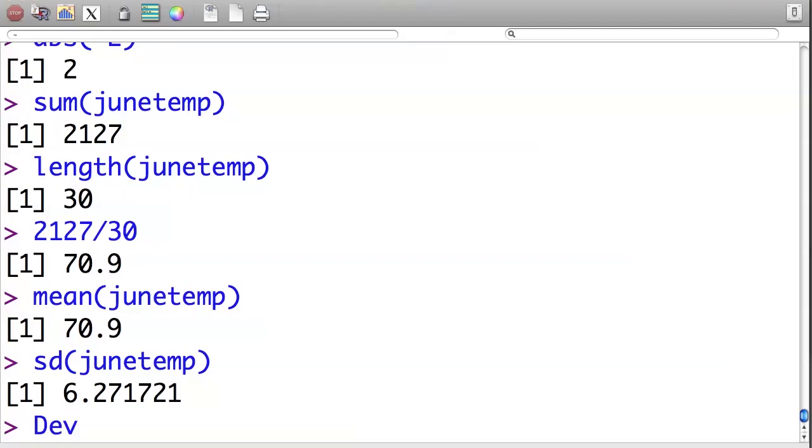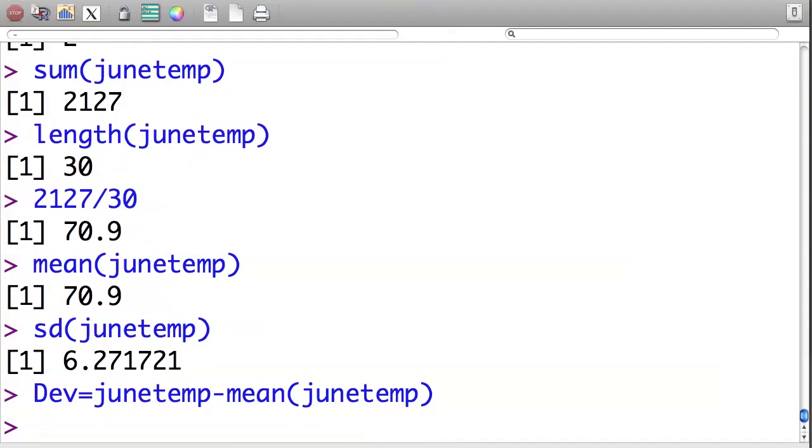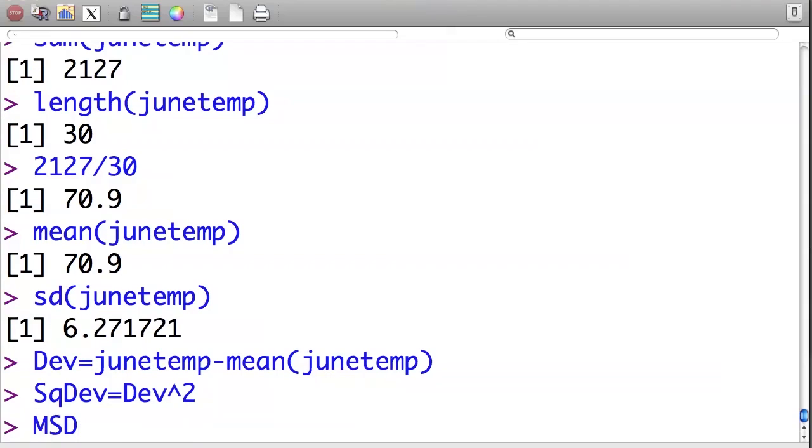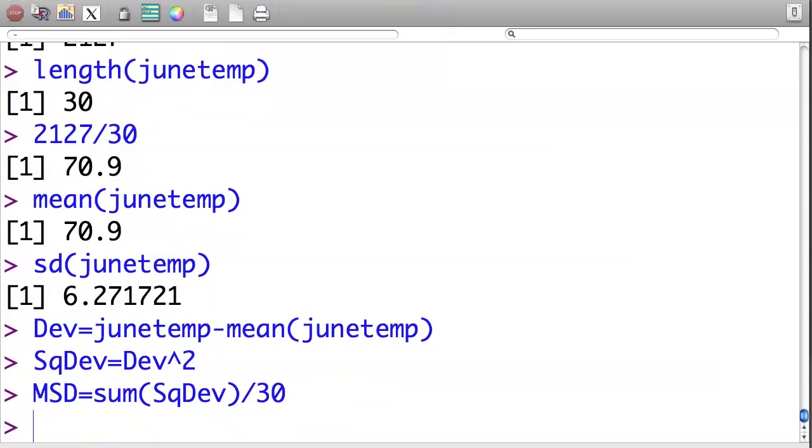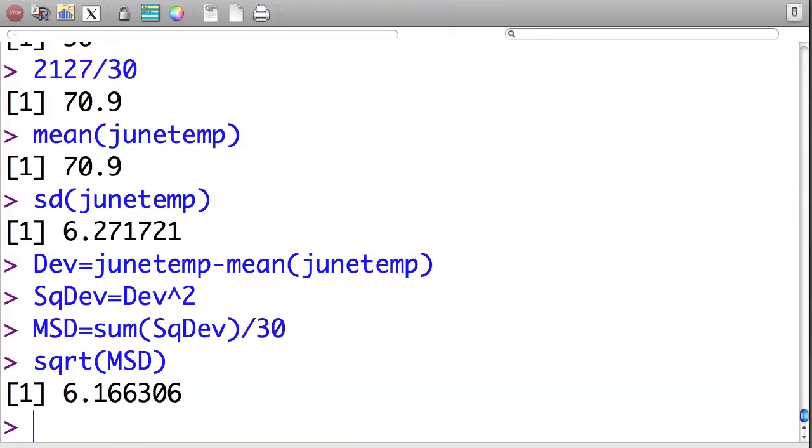We can also calculate the standard deviation by hand using these calculations. First I calculate the deviation, then I calculate the square deviation by squaring the deviations above, and then I can calculate the mean square deviation by adding up all these square deviations, then dividing by 30. Then finally taking the square root. That will give me the standard deviation.